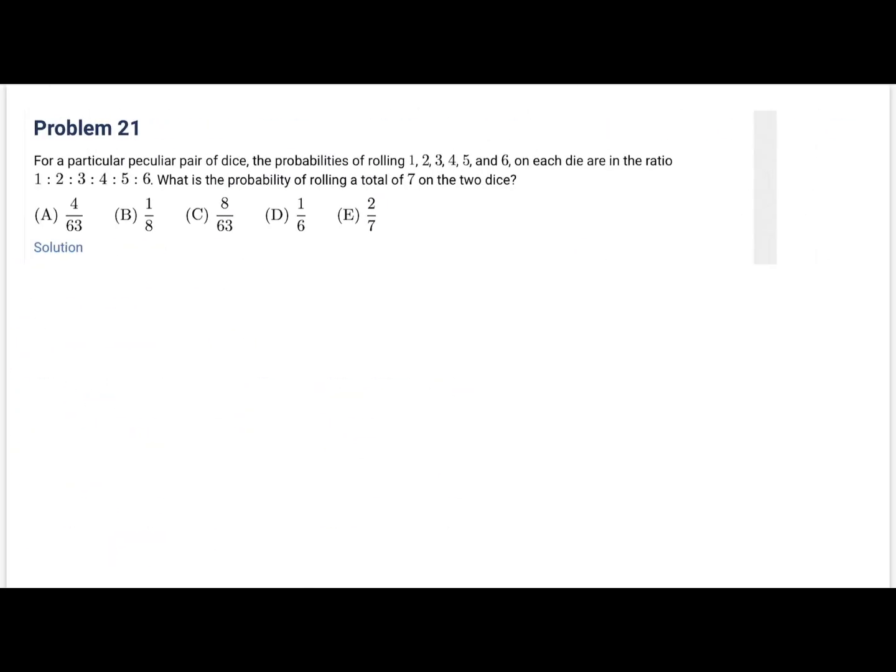And problem 21. For a peculiar pair of dice, the probabilities of rolling 1, 2, 3, 4, 5, and 6 on each die are in the ratio 1 to 2 to 3 to 4 to 5 to 6. What is the probability of rolling a total of 7 on the 2 dice?